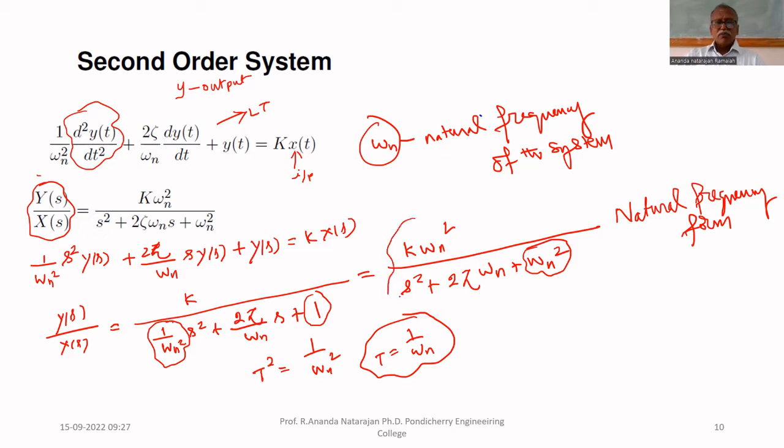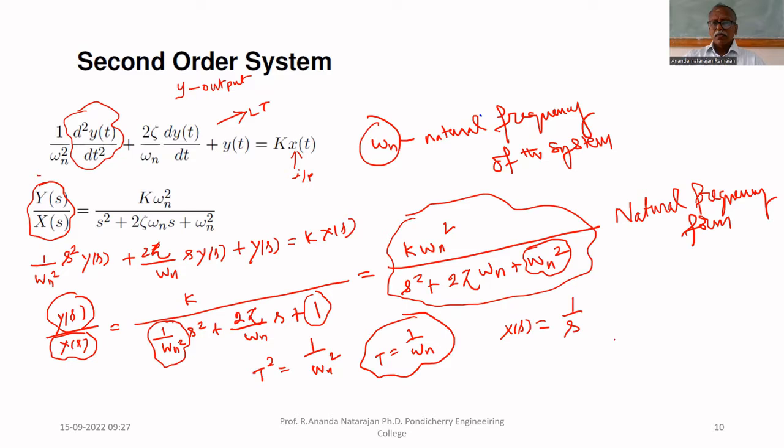We'll use this form to find the step response of the system. Step response means the input is x of s and the output is y of s. Here we are assuming x of s equals a step input, that is 1 upon s, or x of t equals u of t. What is a step input? A step input will be like this, of unit magnitude. This is the step input to this system. For that, what is the response? y of t we have to find.